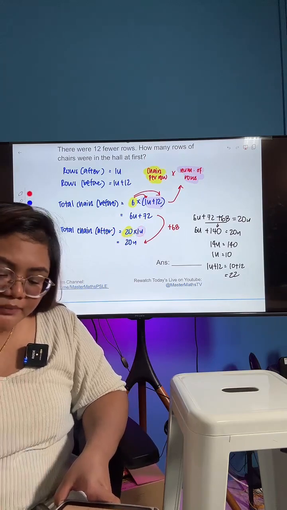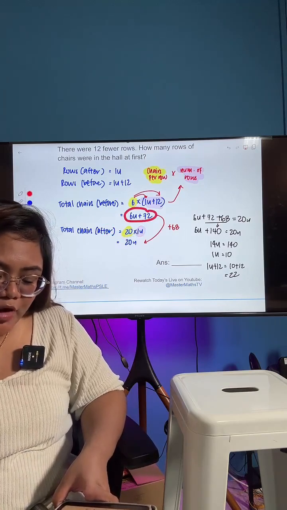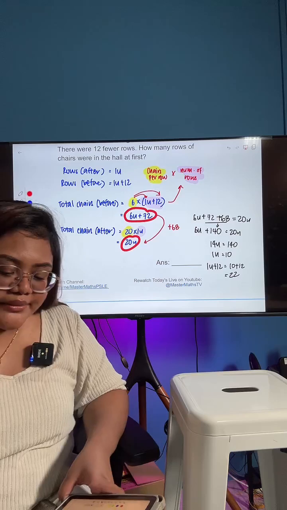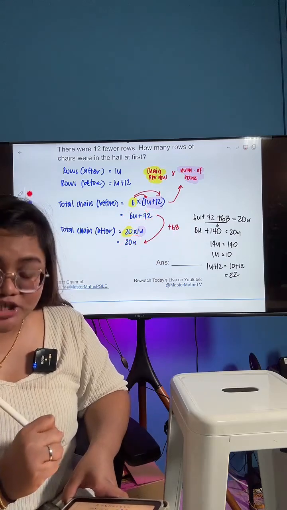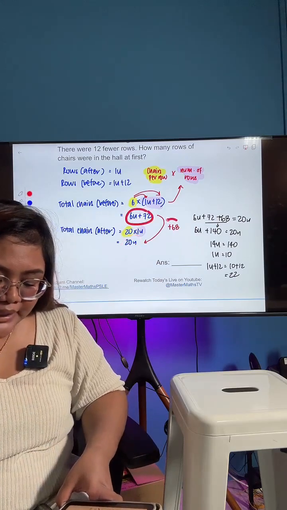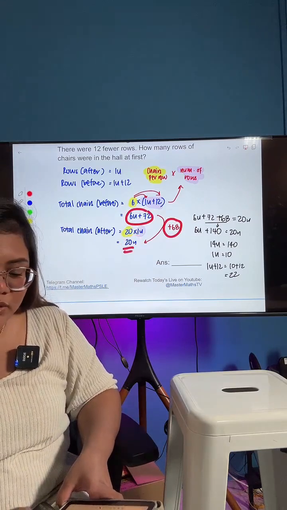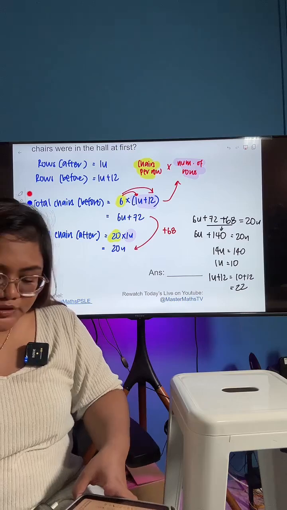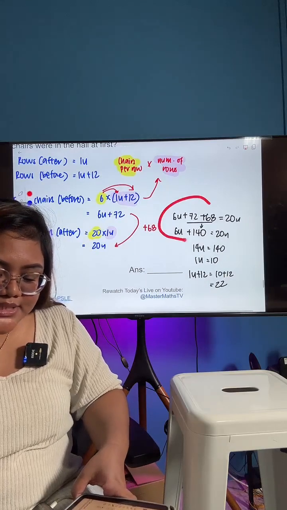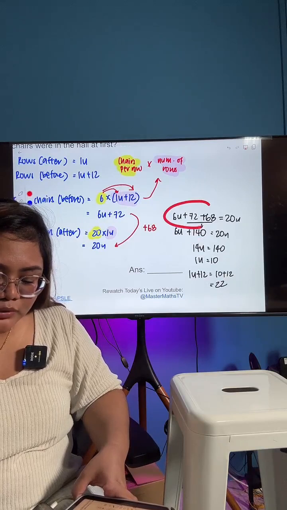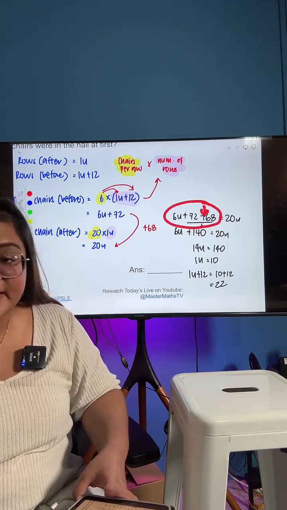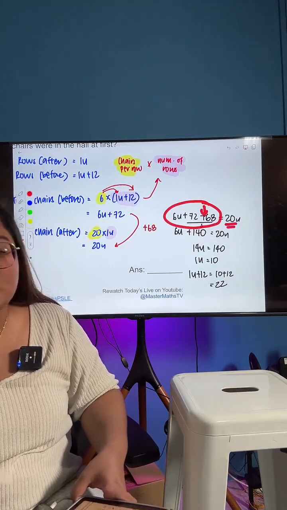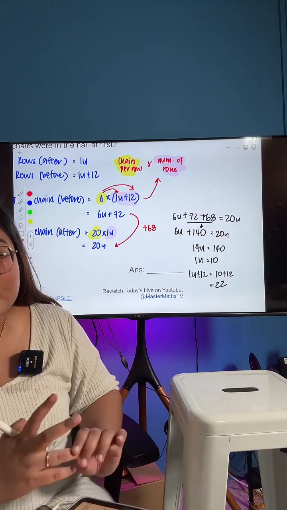Okay? Then from here, from before to after, how come there's a change? That's because I brought in extra 68 chairs. So before plus extra 68 chairs gives us a total of 20 units of chairs in the end. Alright? So from here, you can work it out. 6 units plus 72, that's before, plus the 68 that you brought in to give you 20 units of chairs after.